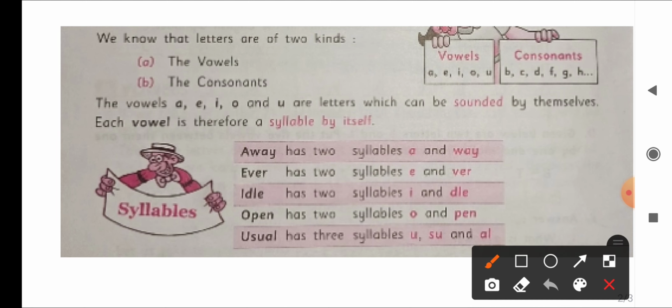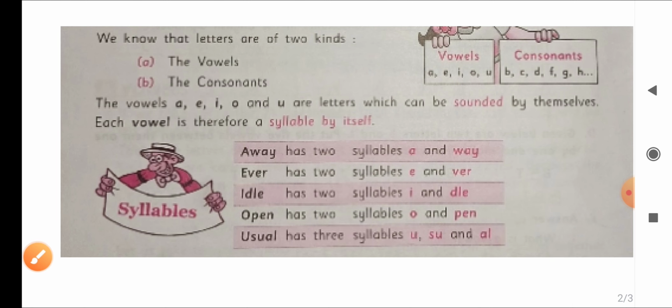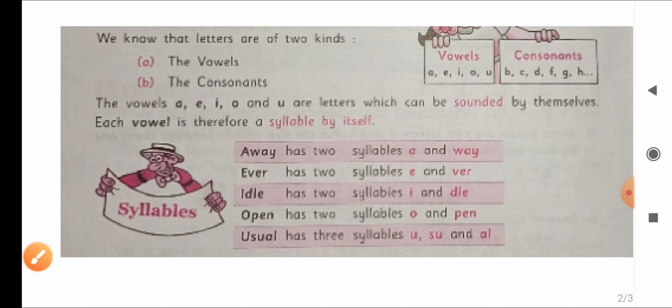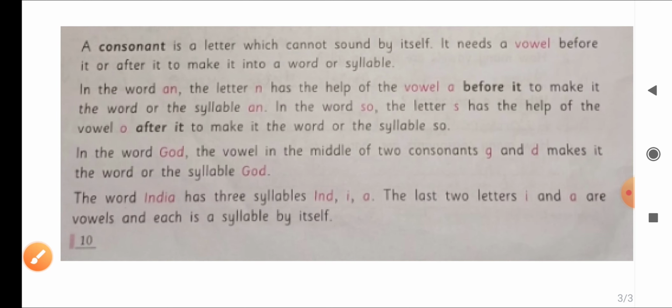Then U, S, U, A, L, usual. These are three syllables. It makes usual. Understood? Now let's move further.